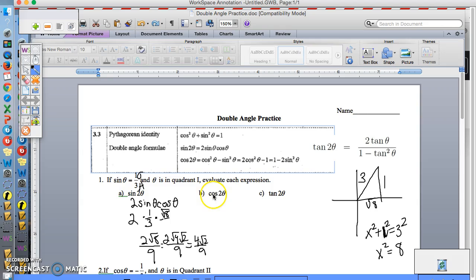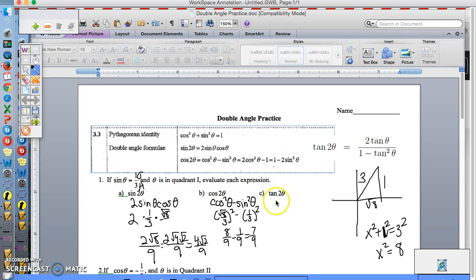And then the cosine of 2 theta. We could use cosine squared of theta minus sine squared of theta. So we have the square root of 8 over 3 squared minus our sine squared, 1/3 squared. So this becomes 8/9 minus 1/9, which is 7/9.